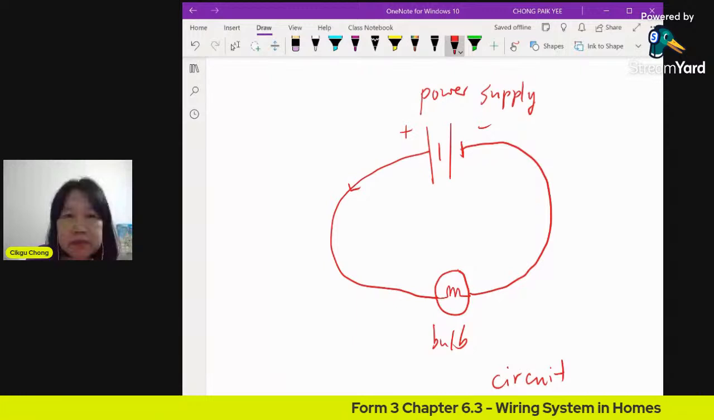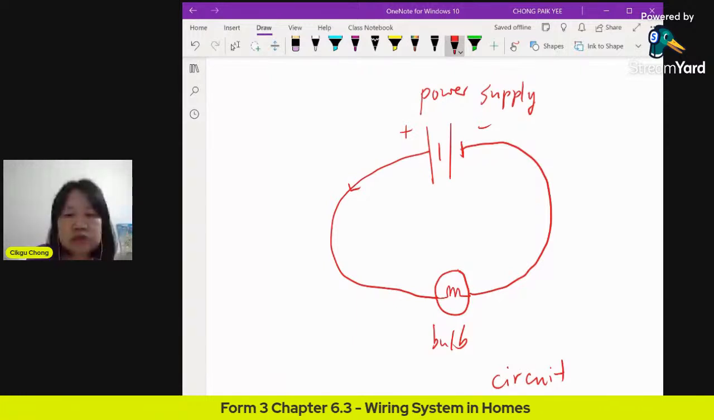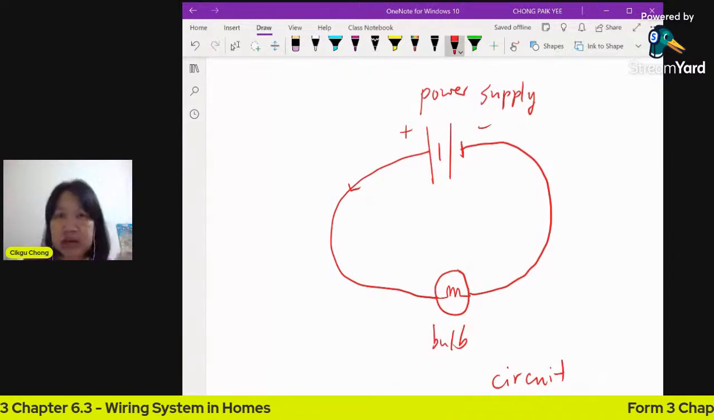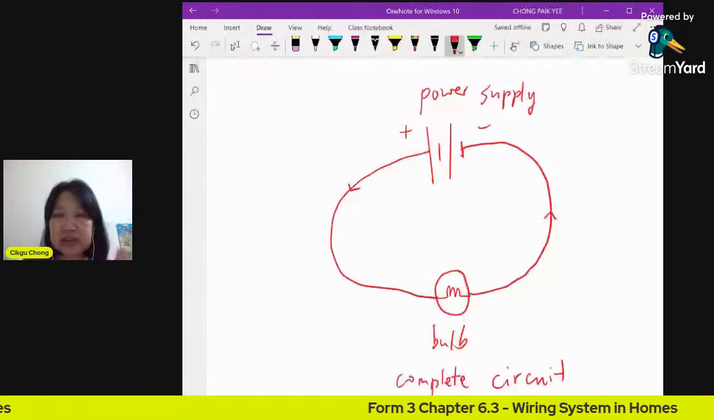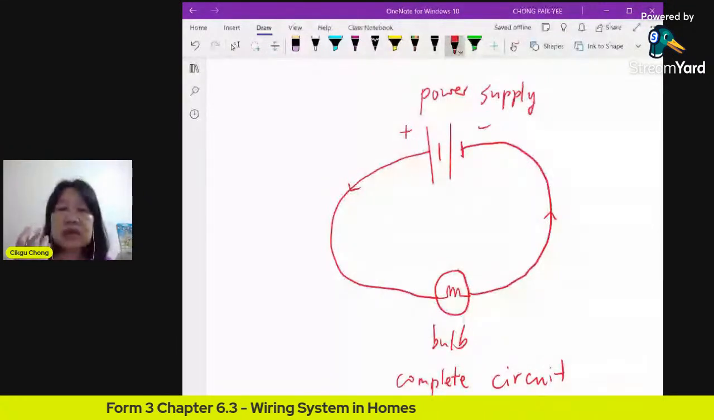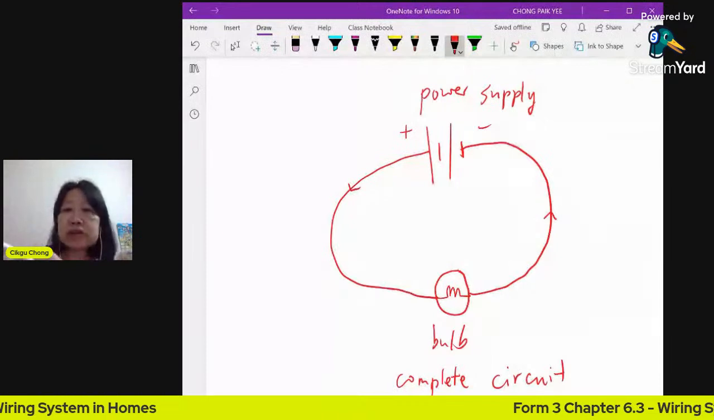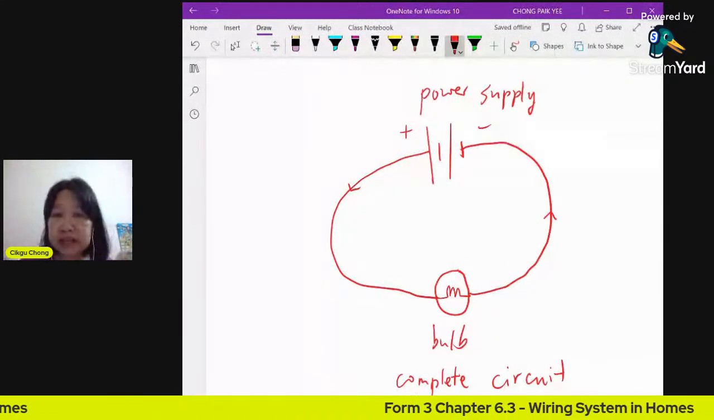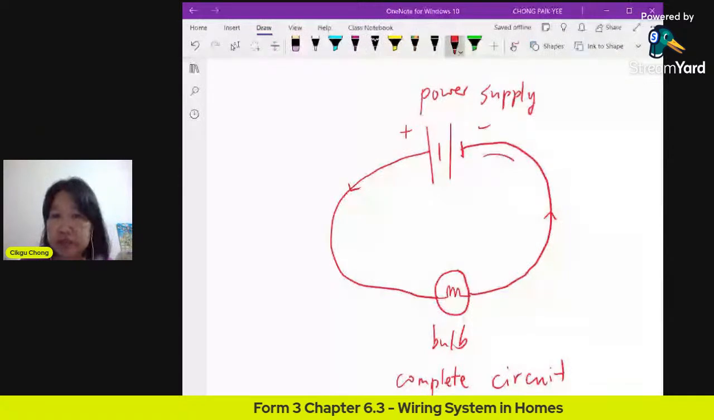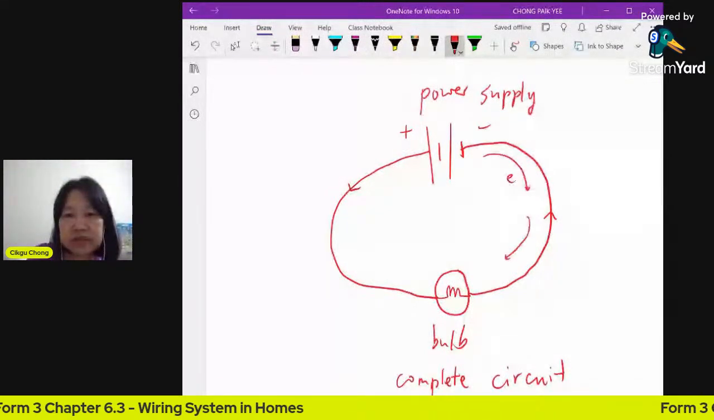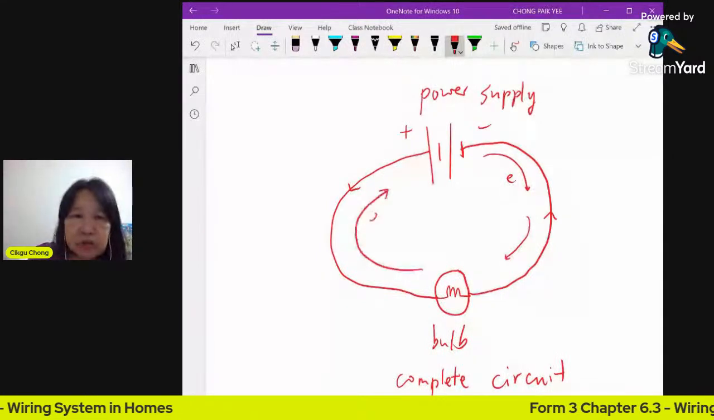So whenever you do an experiment regarding electricity, your circuit must come from the source. It goes to the load. This is called the load. The load is the item or the device that uses the electricity. Go to the load, and then it must connect back to the negative terminal of the battery. If we talk about electron flow, actually electrons flow from negative, but the current will flow from positive to negative.